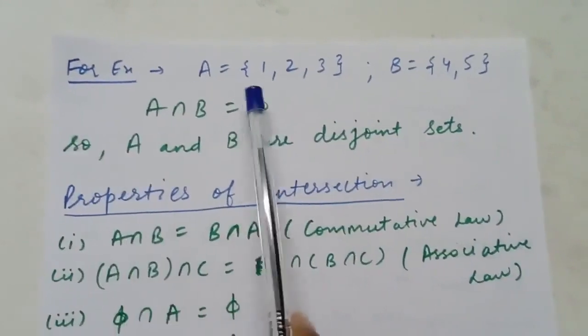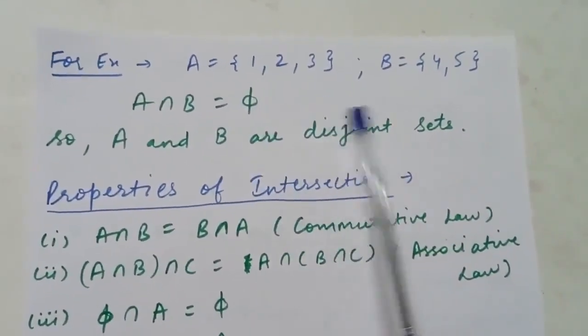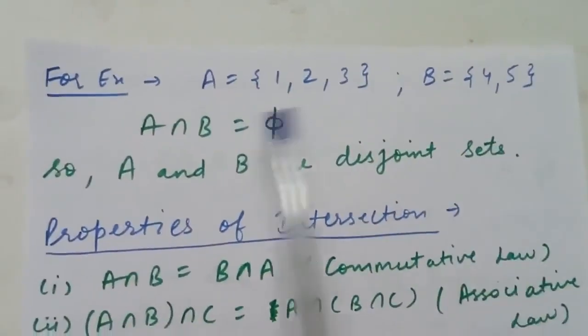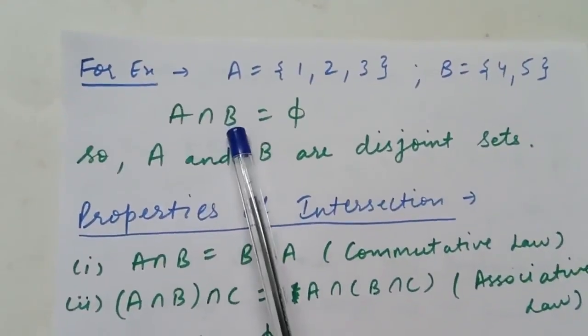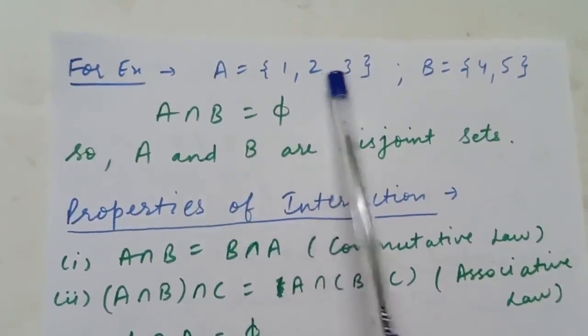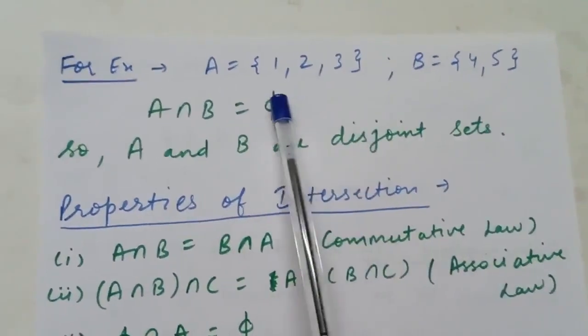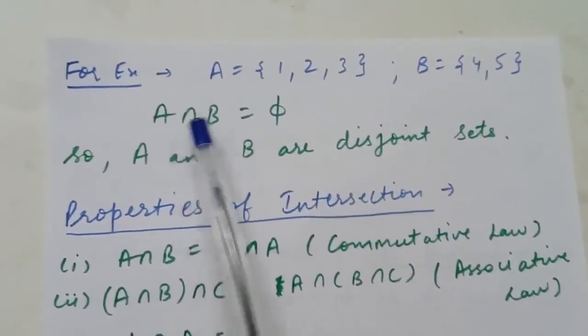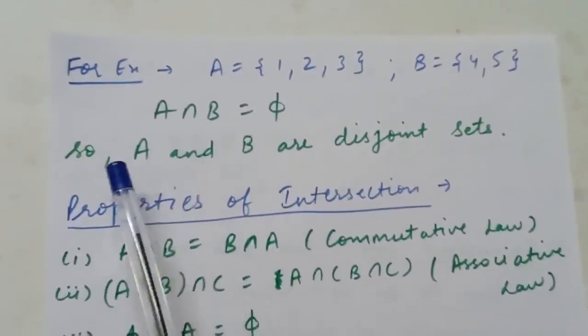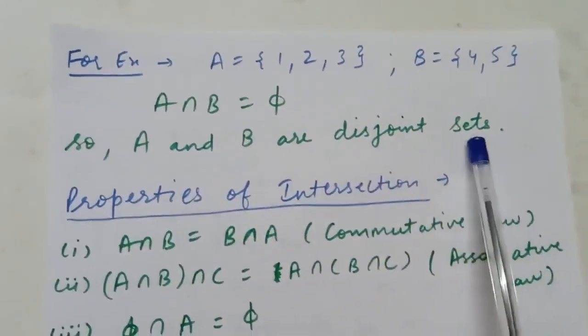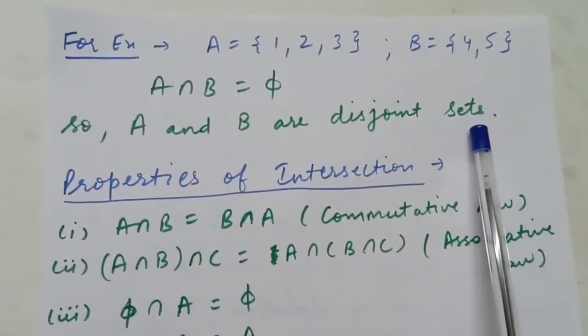For example, if set A is given as {1, 2, 3} and set B is {4, 5}, then A intersection B is those elements which are common in A and B. But since there is no element common in A and B, A intersection B is phi, and therefore A and B are disjoint sets. Clear what are disjoint sets?